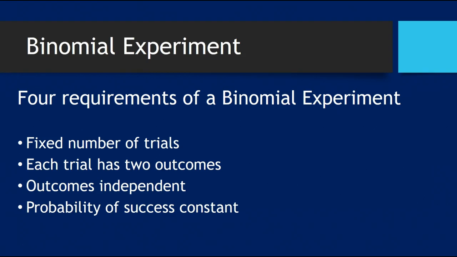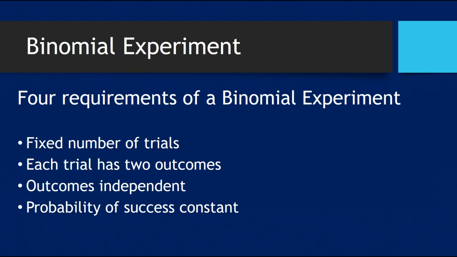Now, each of the trials is going to have 2 outcomes. And that's also a characteristic of the binomial experiment. Each trial has 2 outcomes. On the coin flip, it was pretty obvious that those 2 outcomes would be heads and tails. But in general, we're going to call those 2 outcomes success and failure. So success is when we get what we're looking for. Failure is when we get something we're not looking for.